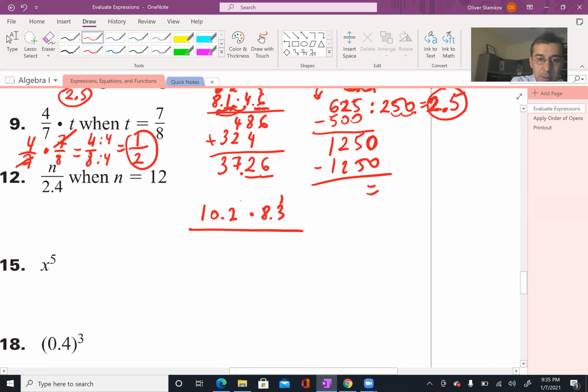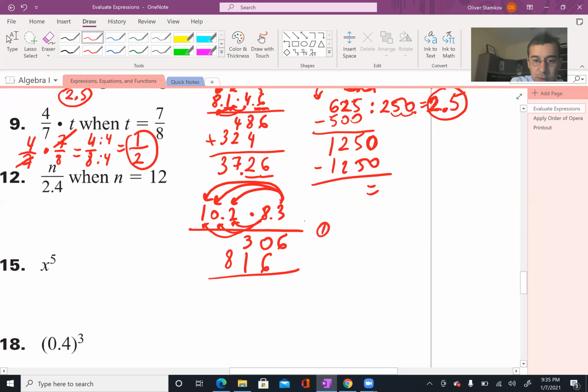So first we are multiplying 3 with every number. So 3 times 2 is 6, 3 times 0 is 0, 3 times 1 is 3. And then 8, we multiply 8 with every number. So 8 times 2 is 16, 6 and 1 we remember. 8 times 0 is 0, and the 1 we remember. 8 times 1 is 8.